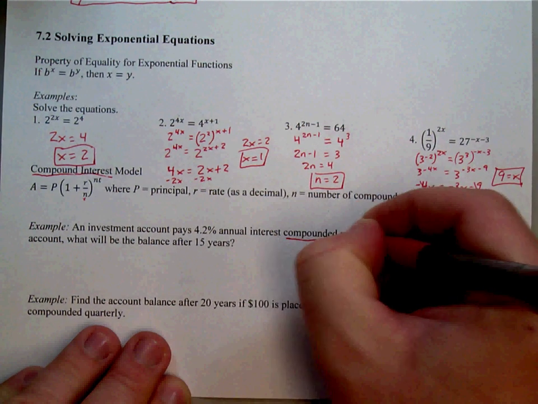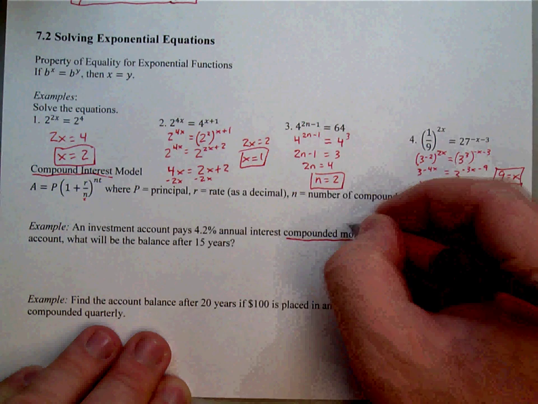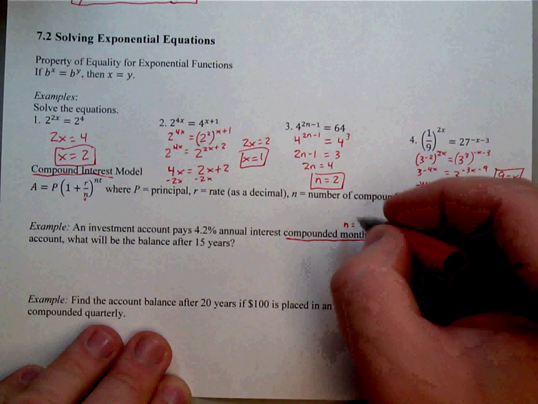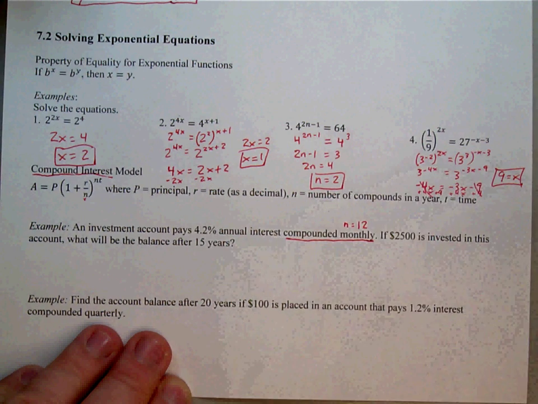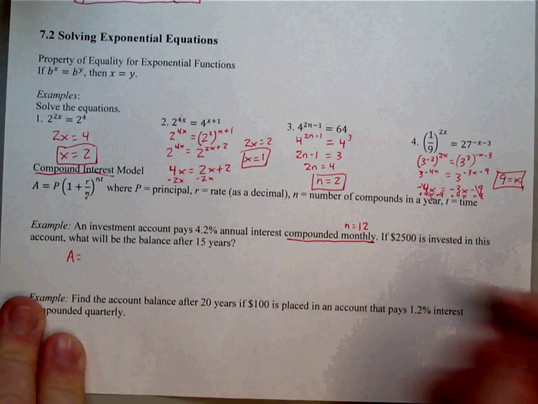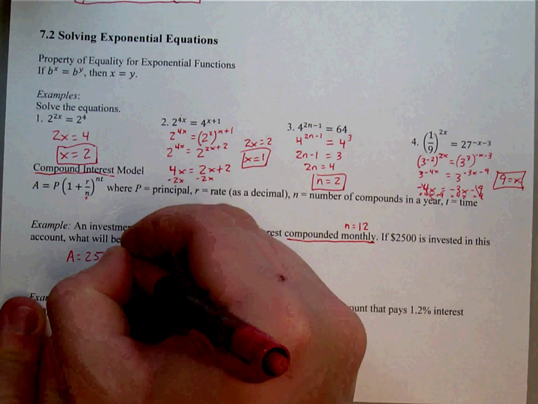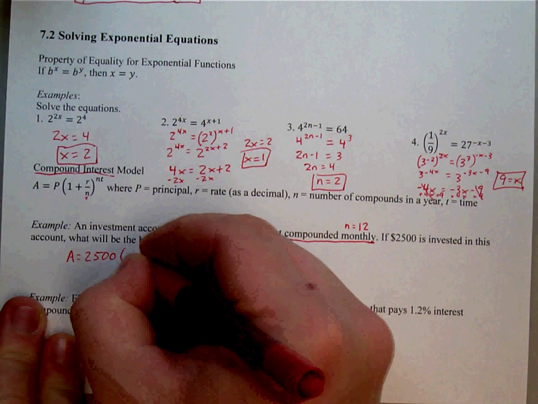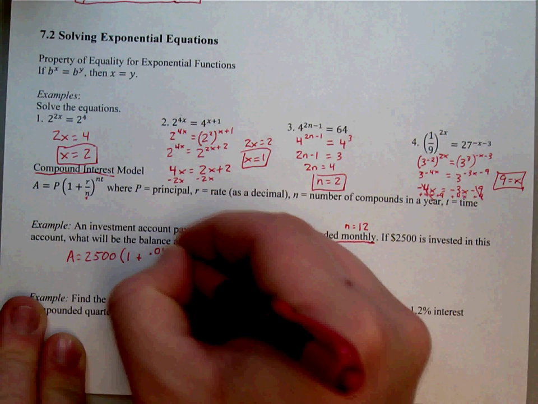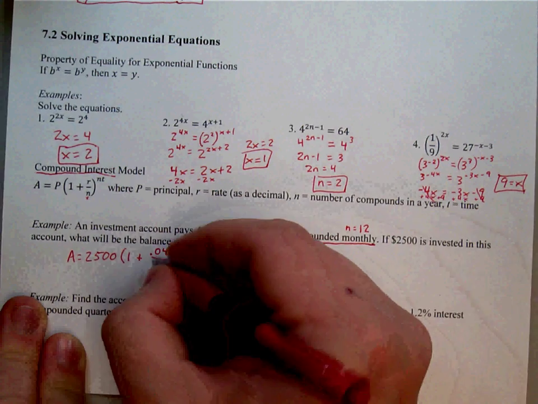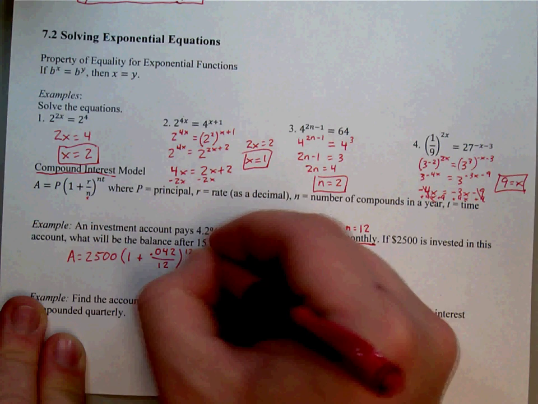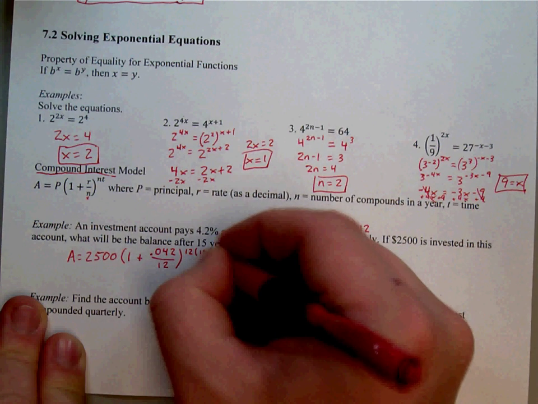4.2% interest, compounded monthly. So monthly, the n is how many of those there are in a year. So if it's monthly, that's 12 times a year. So we're going to use an n value of 12 for that. So let's write our equation. Our initial amount, our principal, $2,500 is what was deposited. 1 plus your rate, we have to change it to decimal, move it 2 places to the left, 0.042, and that's divided by 12. And then your exponent, 12 times the number of years, we're looking at 15 years.